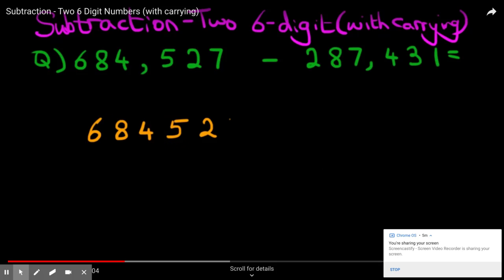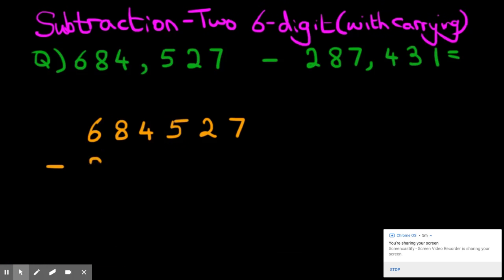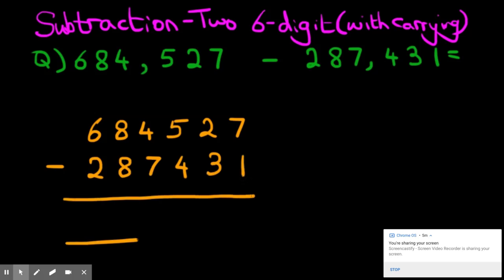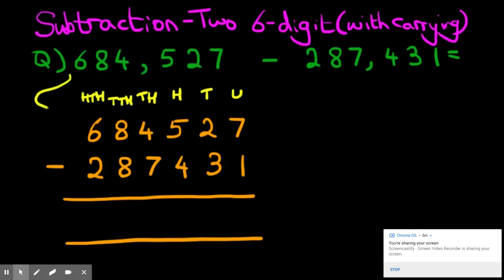Okay, today we're going to look now again at a 6-digit problem. We're going to take 684,527 and subtract 287,431 and find the difference of those two numbers. Now, it is super important again that we line up the ones, the tens, the hundreds, the thousands, the 10,000s, the 100,000s. Because if we have to regroup, we have to keep these organized. Do not get lazy and write these numbers across. They have to be vertical and they have to stay in line.